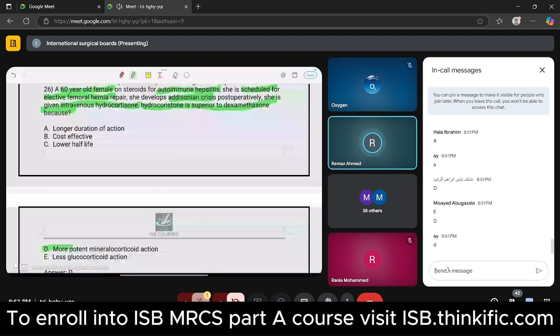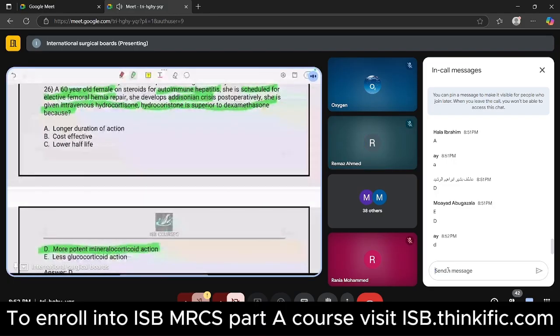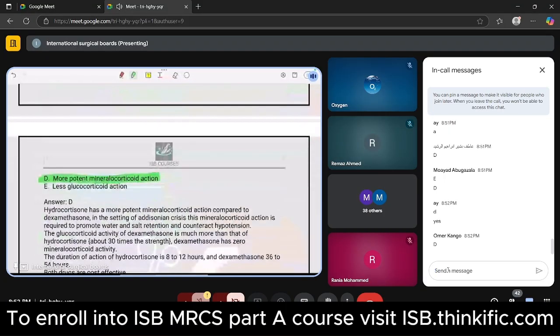It has a mineralocorticoid effect, unlike dexamethasone. Yeah, excellent. It has a more potent mineralocorticoid effect, right? So it says here, hydrocortisone has more potent mineralocorticoid effect. Why do we need mineralocorticoid action? For volume, right? The patient is hypovolemic, so we need salt and water to correct that. So hydrocortisone has mineralocorticoid action compared to DEXA. DEXA is more anti-inflammatory, but we don't need that now. We need the mineralocorticoid action to be more potent.